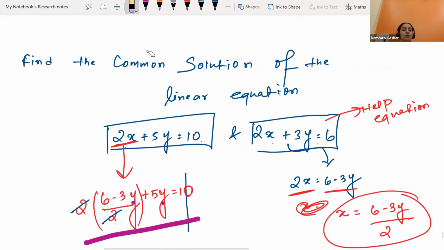Yes, ma'am, it is. 0 comma 2 is going to satisfy both the equations. So what is the common solution? 0 comma 2 is the common solution. Is it clear to all of you? Yes, ma'am, it is now.